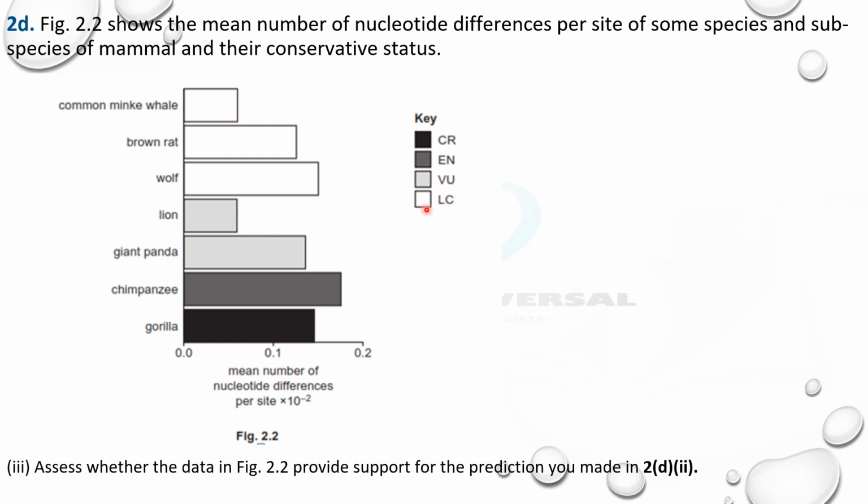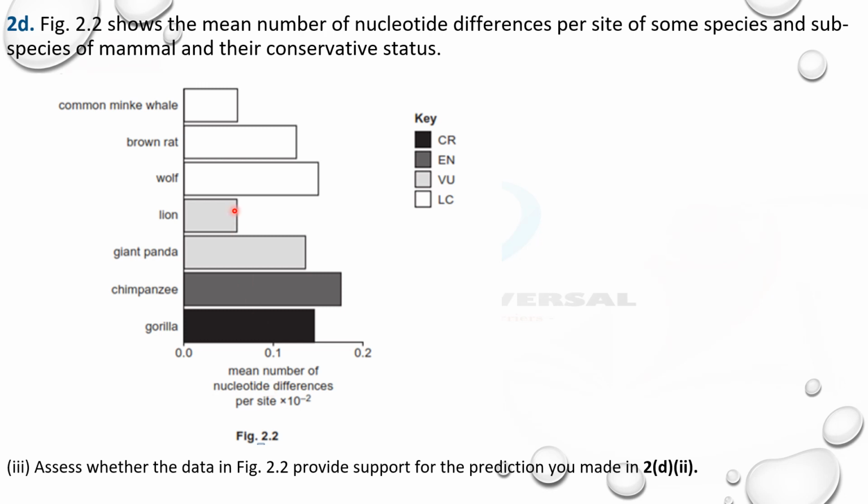Okay, so least concern. Guys, can you see this is testing your analytical skill to spot trends and to evaluate data. This one, based on that hypothesis, should be critically endangered. But in this hierarchy, its status is least concern. So it does not support the prediction that the smaller the nucleotide differences, the higher their conservation status.